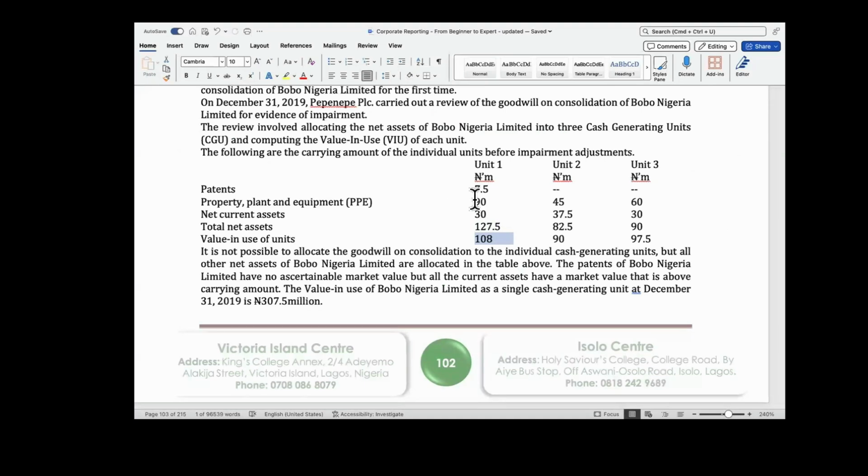to the assets in Unit 1. From the question, we already know that the patent is going to get 7.5. The patent is going to get 7.5 straight on. The remaining 12.5 cannot go to net current assets because they told us it is not impaired. That means it will most likely go to the PP, right? So let's see.